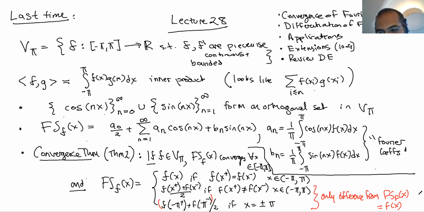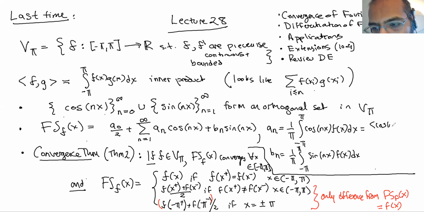Somebody asked, do the a_n and b_n come from the inner product? Yes. Another way to write these integrals is as inner products. Let me just write them. At least when n is, I mean, there's a factor of 2 when n is equal to 1. This is literally this.